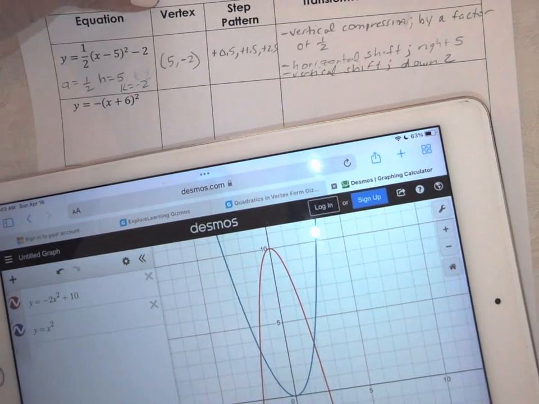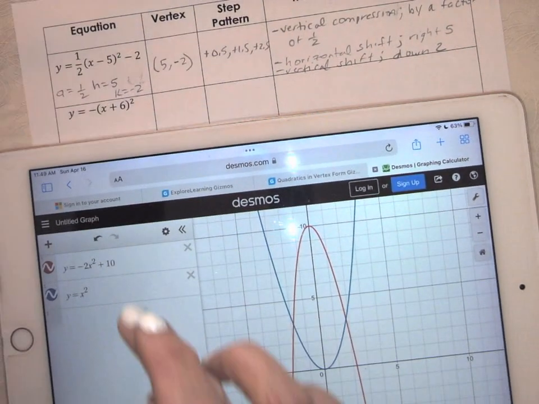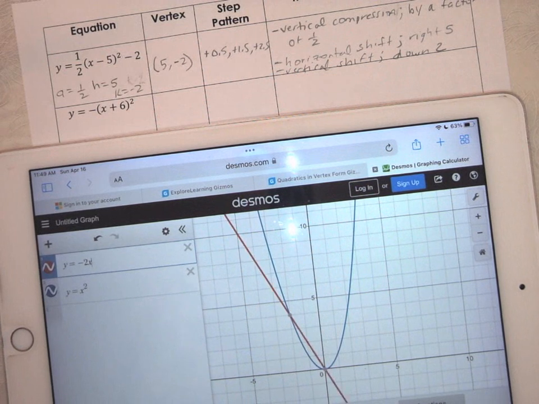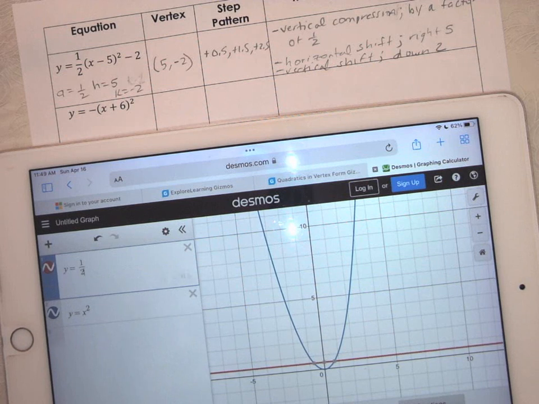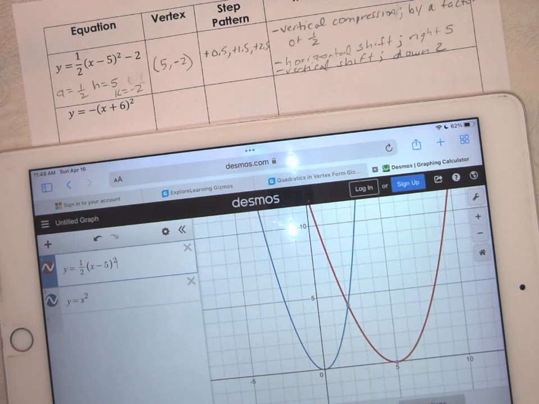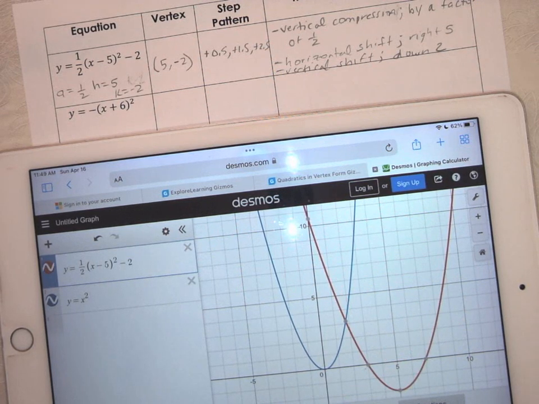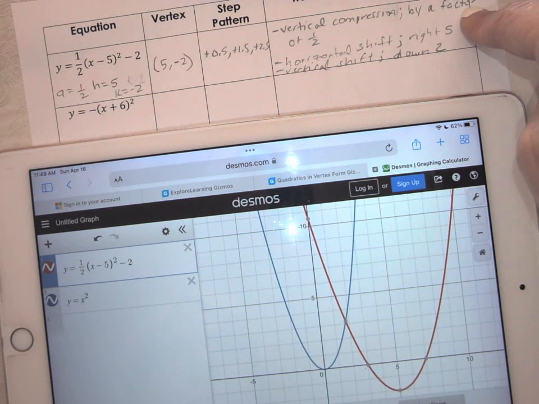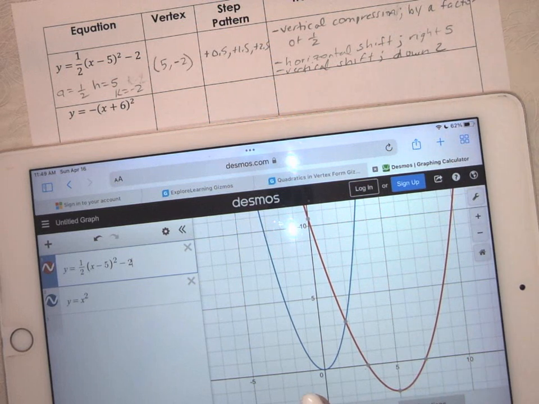So I'm going to change again this equation. y equals 1 divided by 2, bracket x minus 5 bracket squared minus 2. So you can see that it's wider. There's our vertical compression by a factor of a half. It's been shifted right 5, we can see that easily, and down 2. So it matches what we said. And our vertex is at 5, -2.